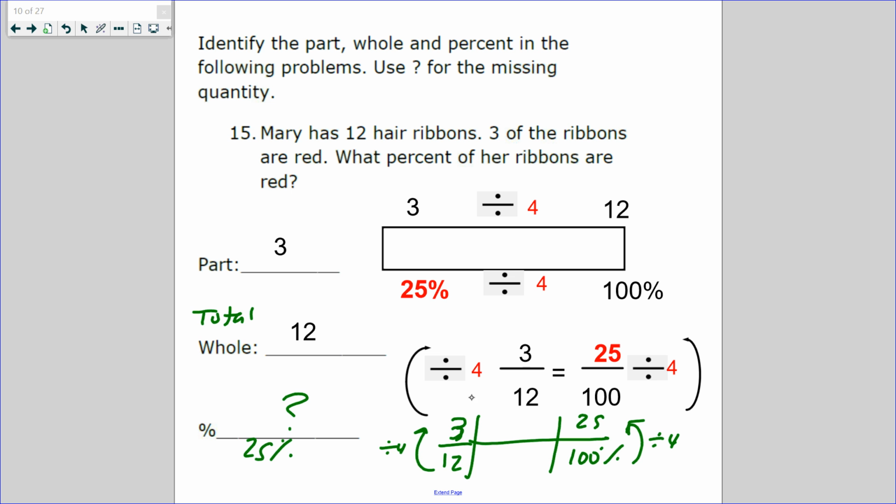Another way you do it is you simplify it. Divide by 3. Divide by 3, you get 1/4. How do you build 4 to 100? Times 25, 25%. Maybe you prefer a picture.